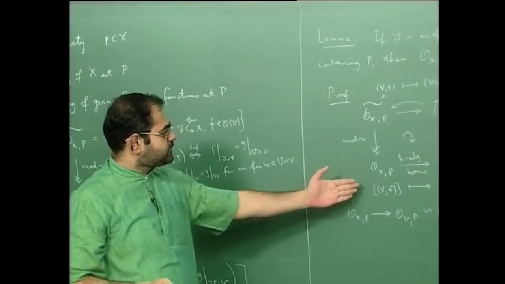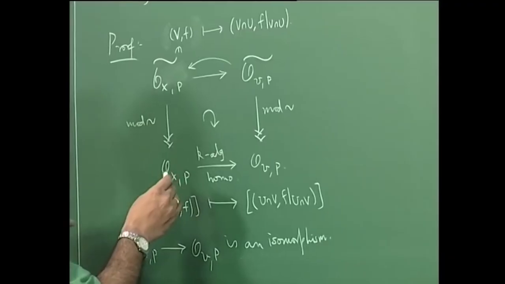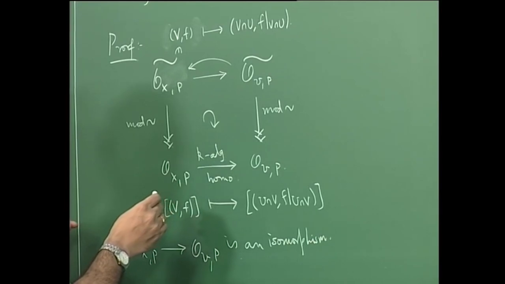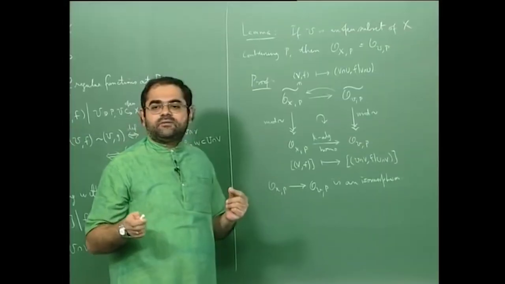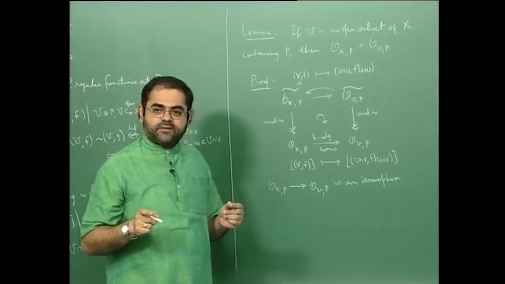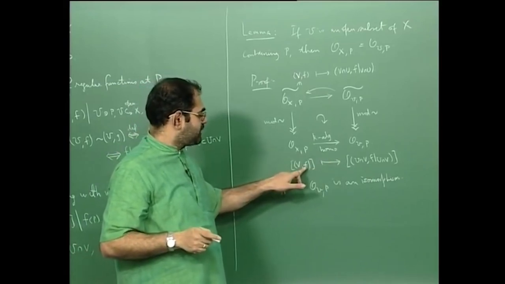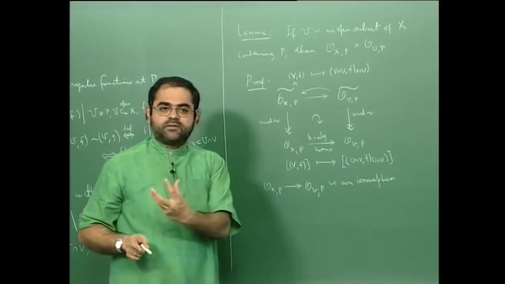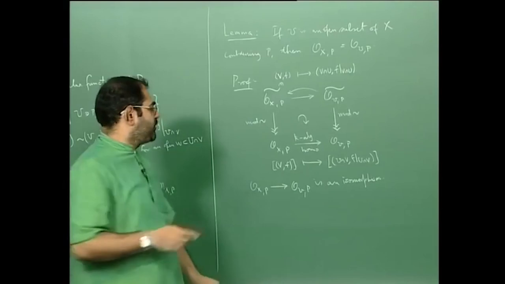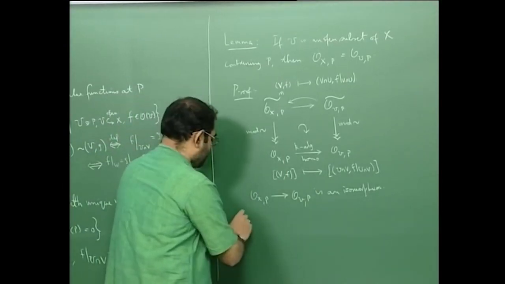So it's obviously an isomorphism, but we tend to treat it as an equality, with the understanding that you are literally taking the germ of the same function but restricted to a smaller neighborhood. So that's the proof of this lemma.